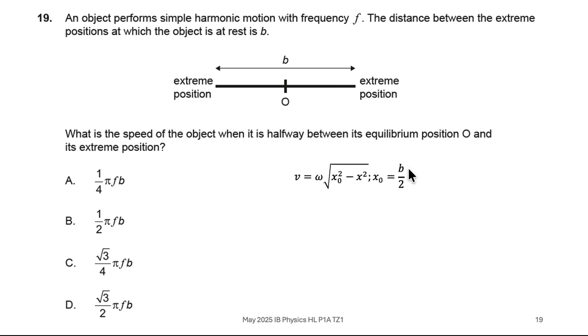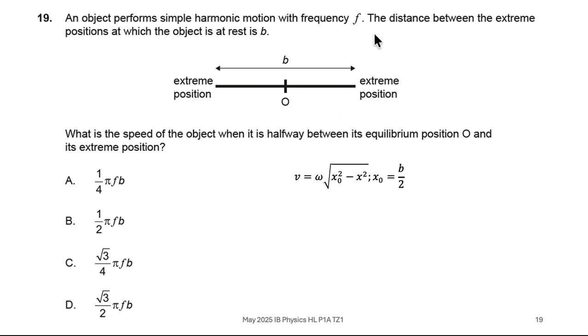So firstly, our x naught here is the amplitude. You notice here you've been given b. Now the amplitude is not b, it is b over 2. And I think that's where this question can be a bit annoying. If you miss something like this, you're going to get the wrong answer.